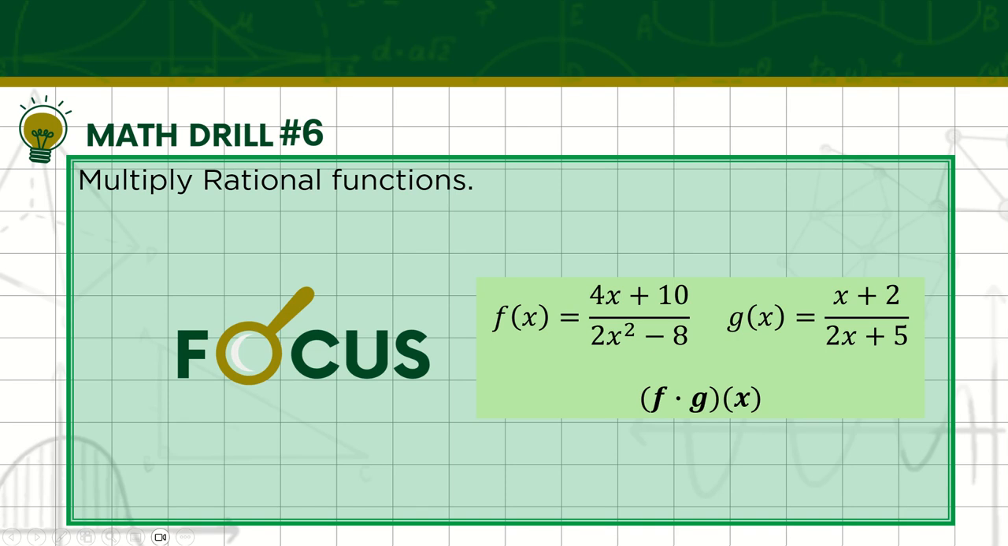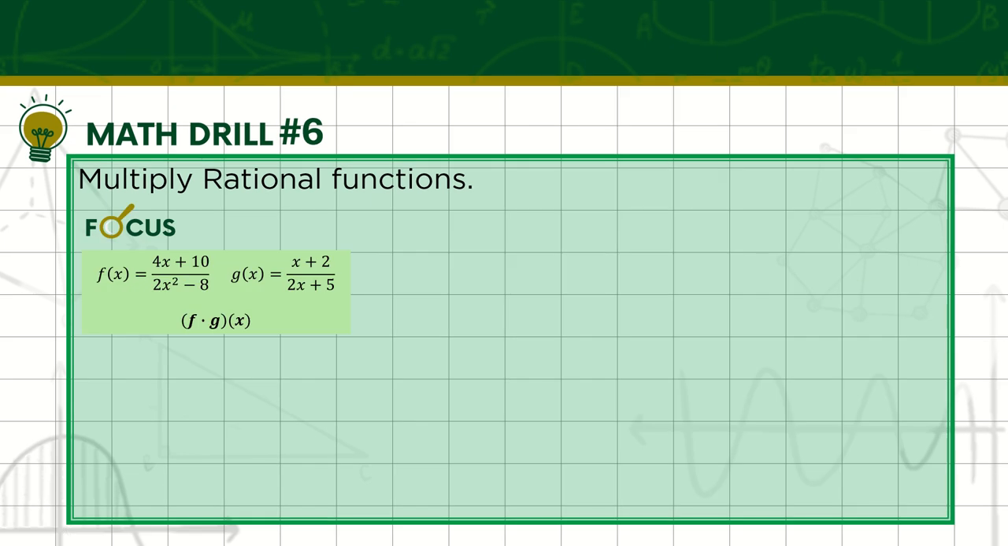Let us now answer the focus item, which is f(x) = (4x + 10)/(2x² − 8). And for g(x), we have (x + 2)/(2x + 5). And we're going to look for (f·g)(x).